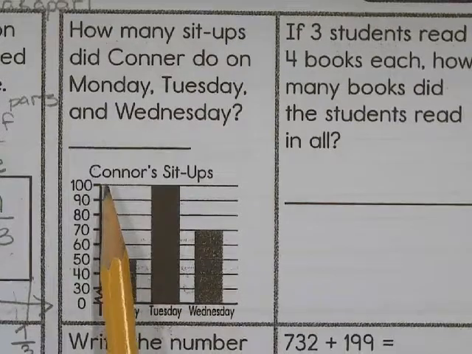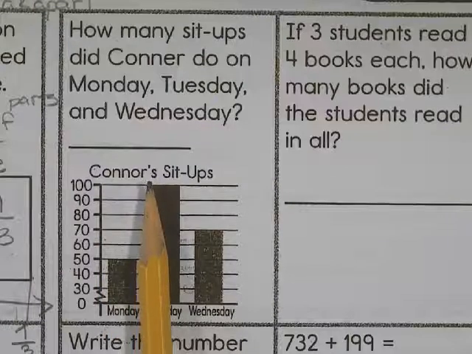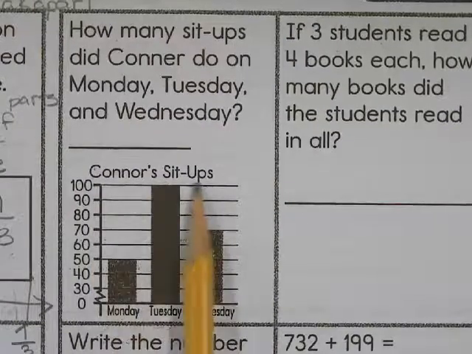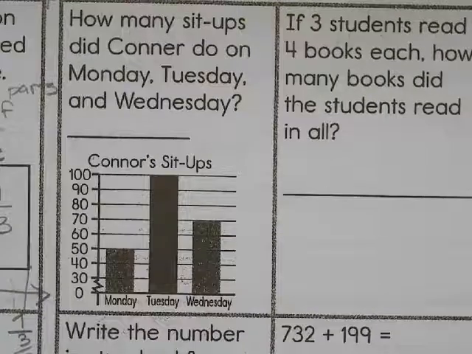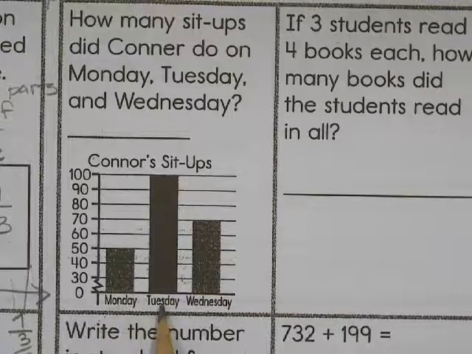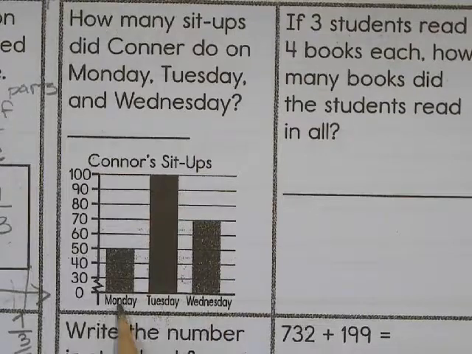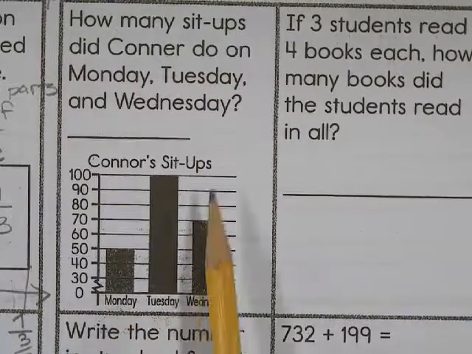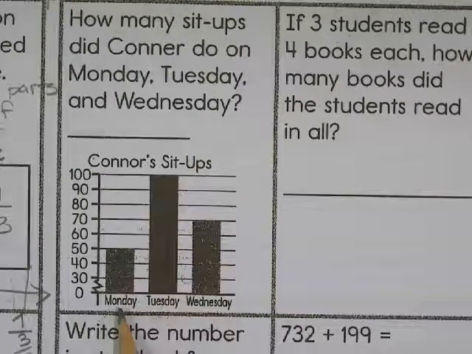So let's take a look at the title. The title is always going to give us an idea of what it is that we are taking data on. So Connor's sit-ups. And if you notice that in our bar, we have Monday, Tuesday, and Wednesday bars. Each one of these bars is going to represent the number of sit-ups that Connor did for each one of those days.